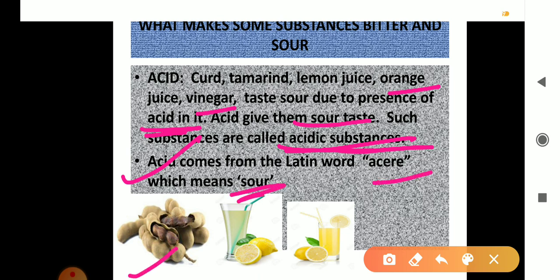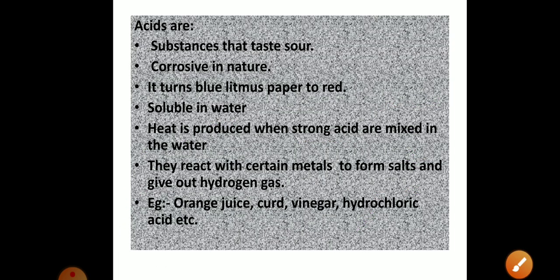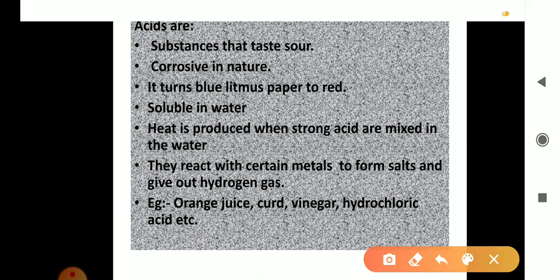Now see, this is the tamarind, then the lemon juice, orange juice. These all are acidic substances because they have acid in them, right? Now see the next. What are the properties of acid? The first is they are always sour in taste. Second is corrosive in nature. They can corrode any surface. The next is it turns blue litmus paper to red.